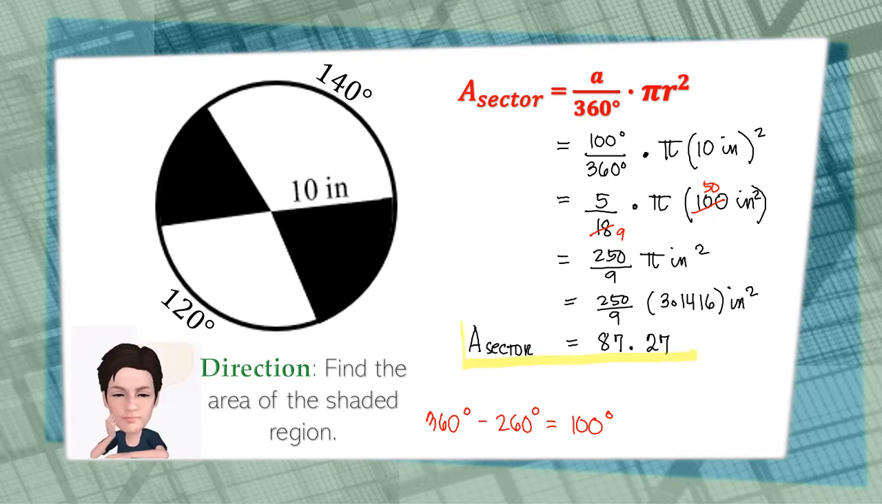our final answer, area of the sector, or shall I say, to be specific, area of the shaded regions, the two shaded regions, is equal to 87.27. Oh, I forgot something, there should be a unit of measurement, so inches squared, by the way. So area of a sector is approximately equal to 87.27 inches squared. Okay, so moving on.